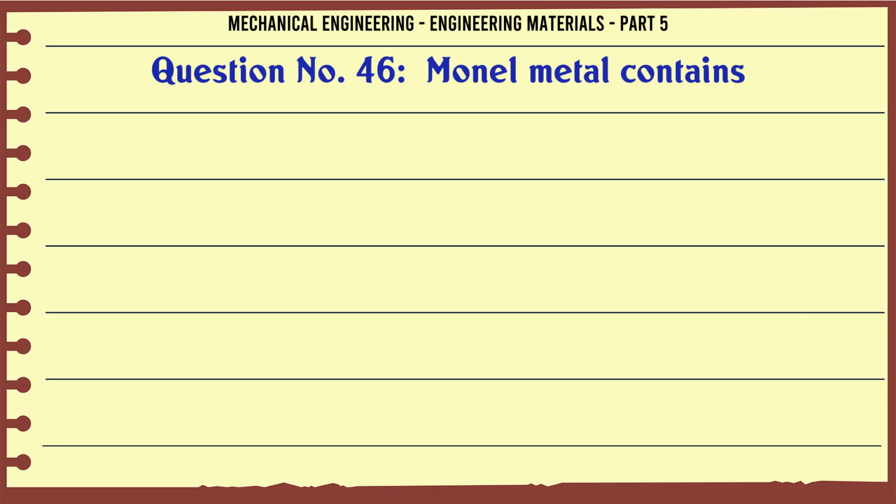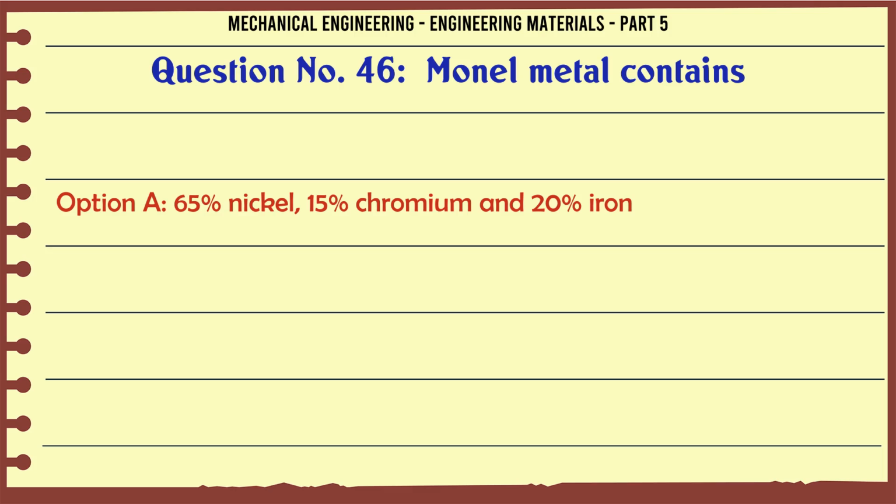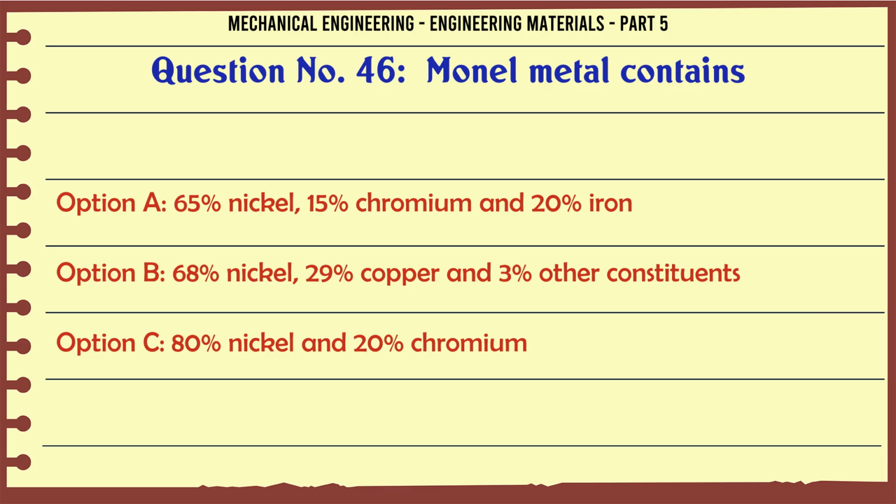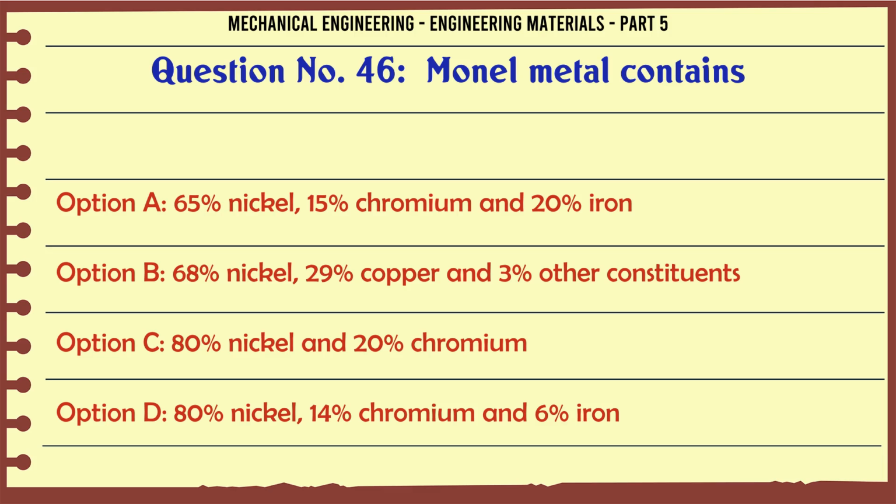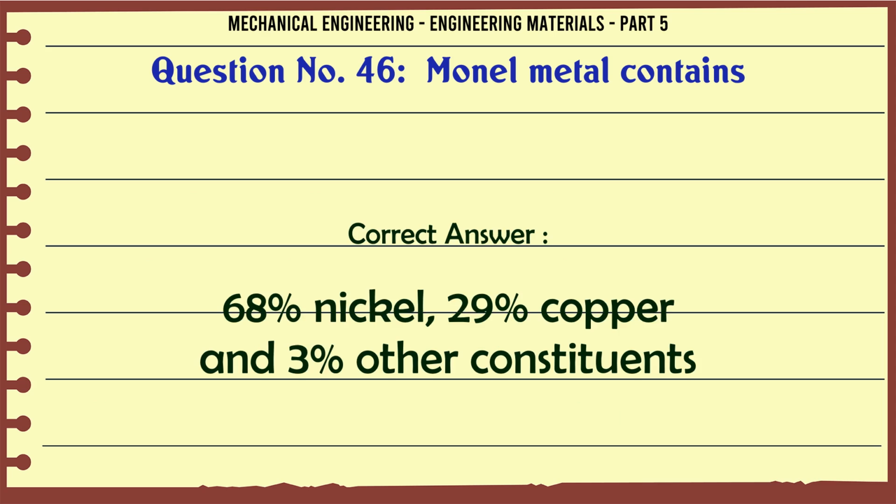Monel metal contains: A. 65 nickel, 15 chromium and 20 iron. B. 68 nickel, 29 copper and 3 other constituents. C. 80 nickel and 20 chromium. D. 80 nickel, 14 chromium and 6 iron. The correct answer is 68 nickel, 29 copper and 3 other constituents.